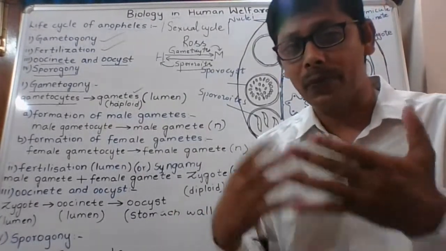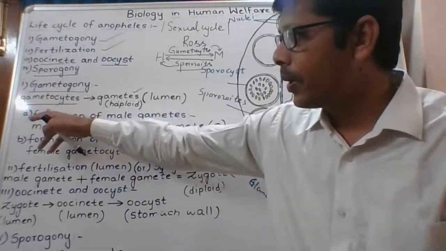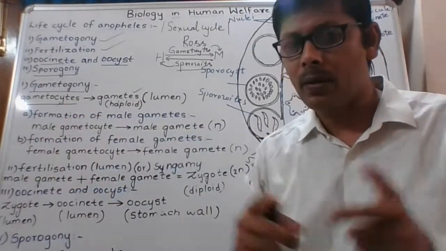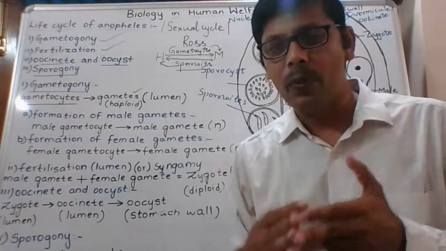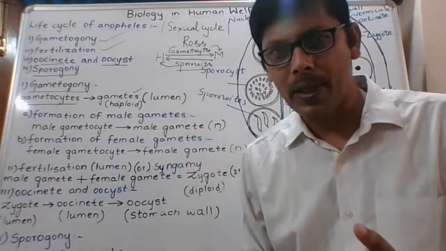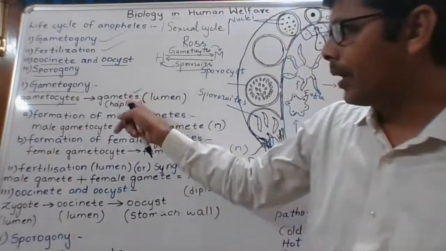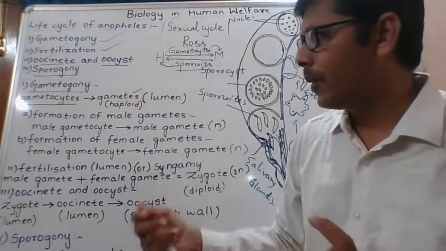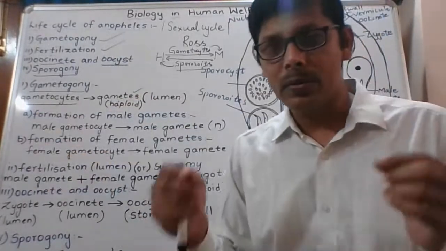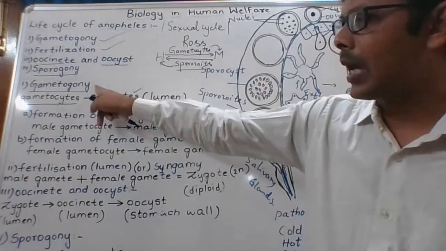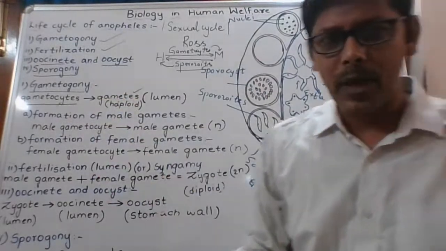Gametes are formed from which stage? Gametes are formed from gametocytes. What are those gametes? Male gametes and female gametes are formed from gametocytes. That is called gametogony. That is the definition of gametogony.